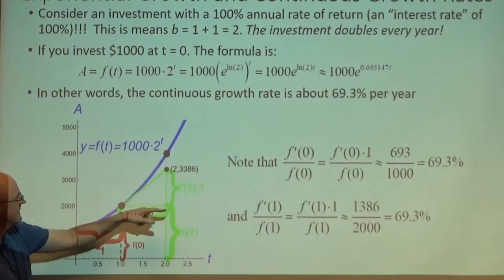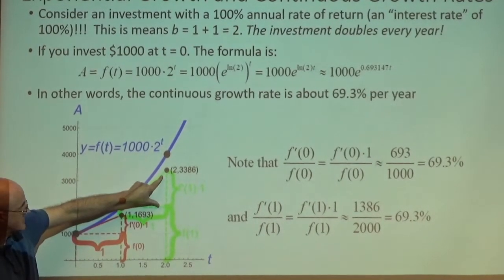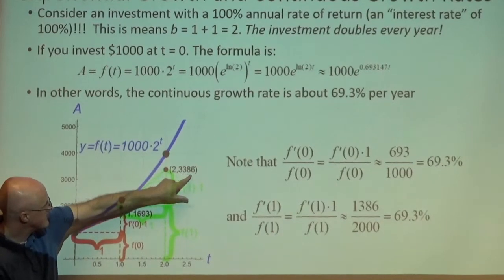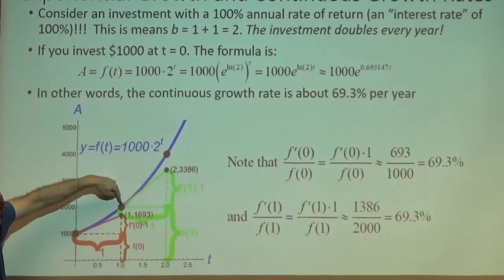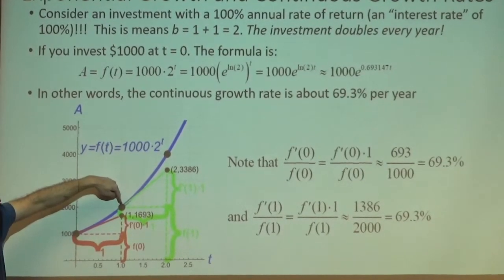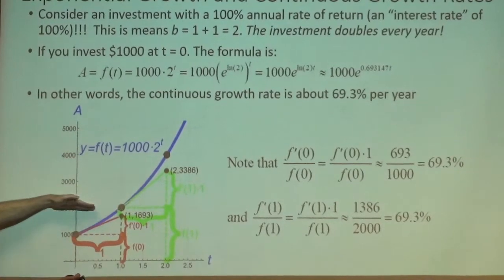And if you calculate f prime of 1 divided by f of 1, this distance right there is 1386. 3,386 minus 2,000. I'm looking at that one right there. Is 1,386. Divided by 2,000, which is the length of this line segment, which is the same as the function value at t equals 1.